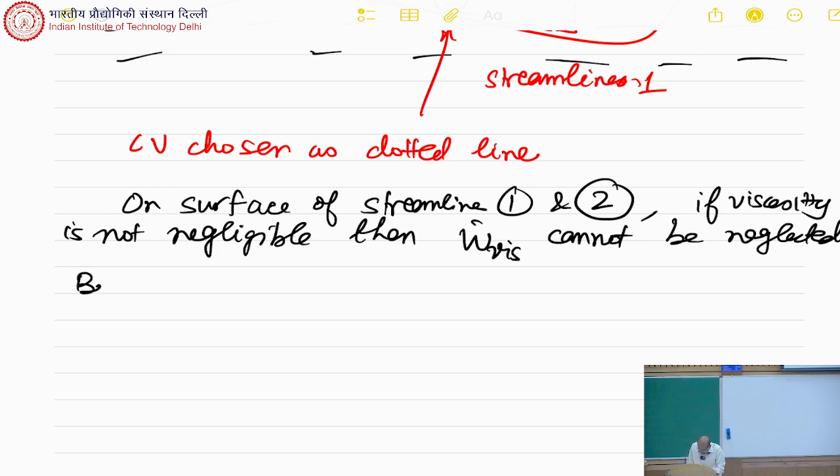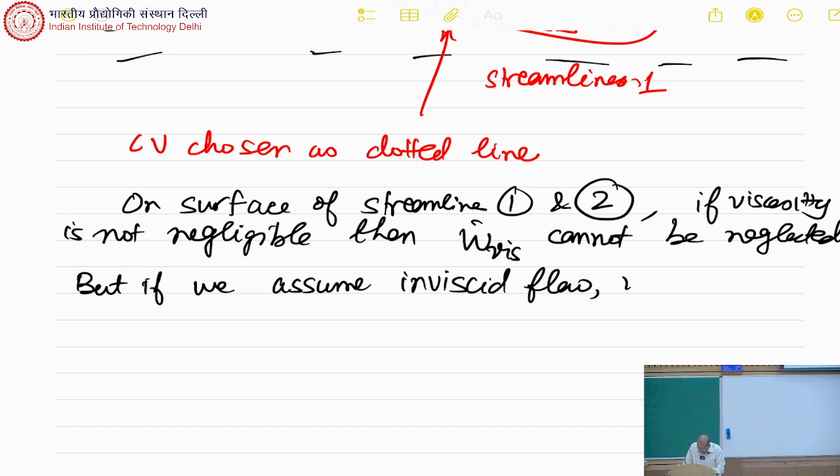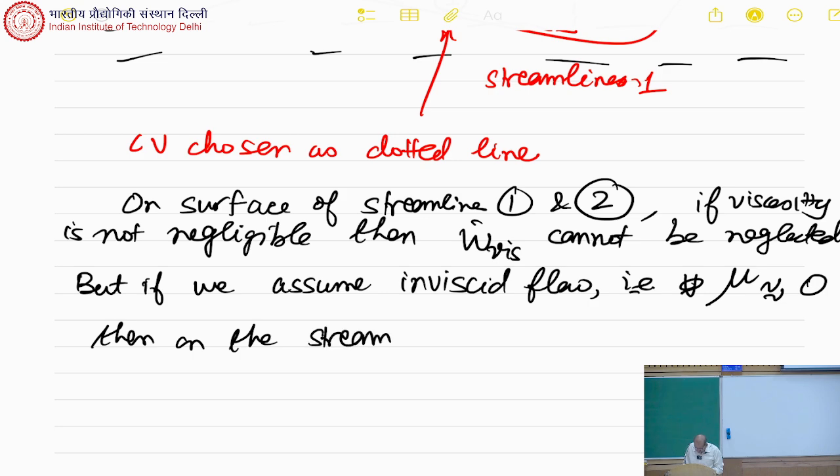But if we assume inviscid flow, that is mu is very small, then on the streamline surface, the viscous work can be treated to be 0.